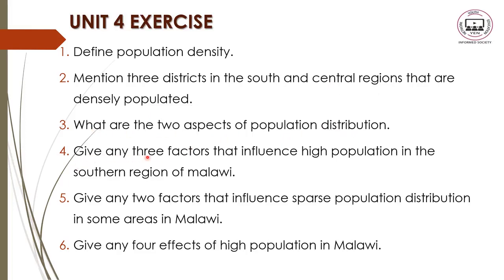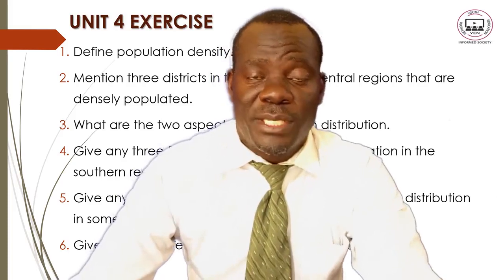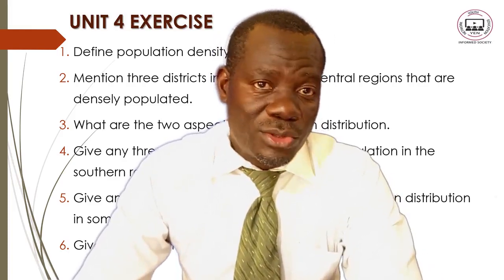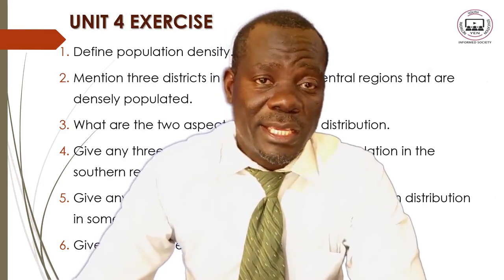Number 4, give any 3 factors that influence high population in the southern region of Malawi. Then number 5, give any 2 factors that influence sparse population distribution in some areas in Malawi. Number 6, the last one, give any 4 effects of high population in Malawi. These are the questions that have been taken from the part that we have done. So make sure you do this before you go to the next unit.